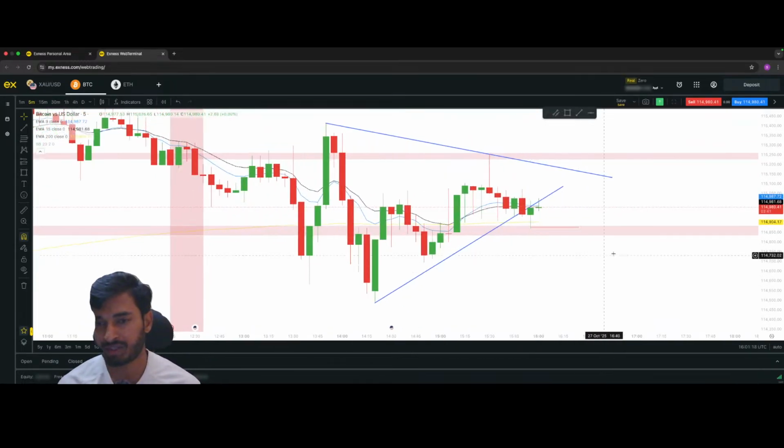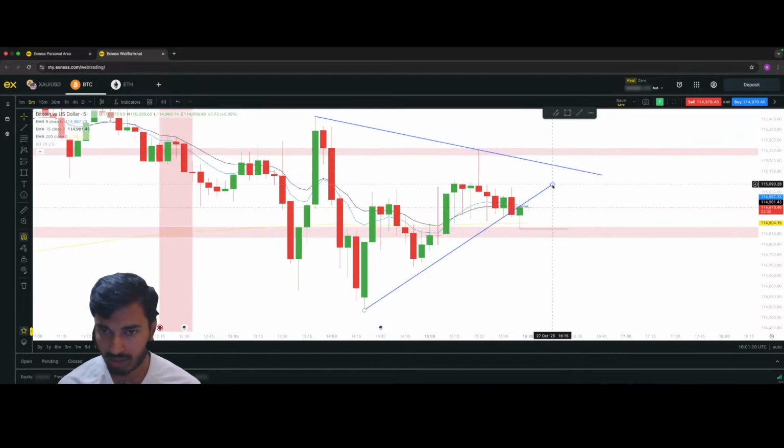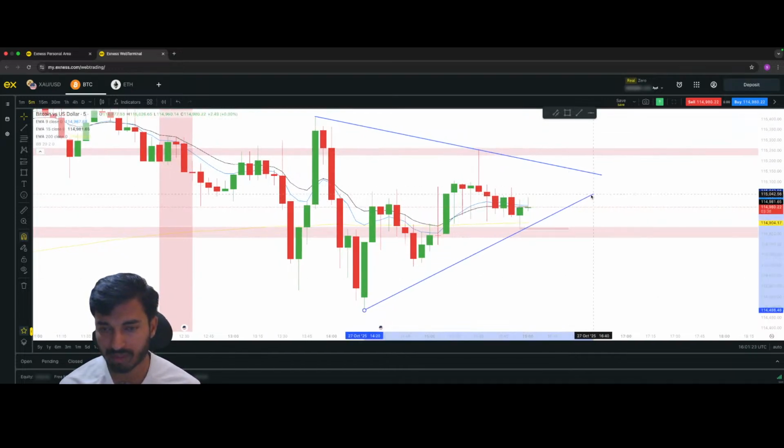See, now it is taking support at the 200 EMA. So let's wait and watch. Now we can shift this trend line to over here.